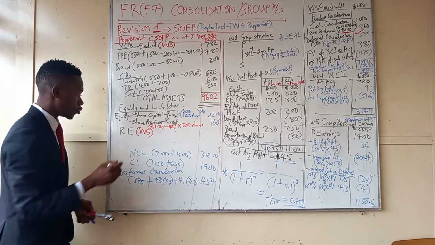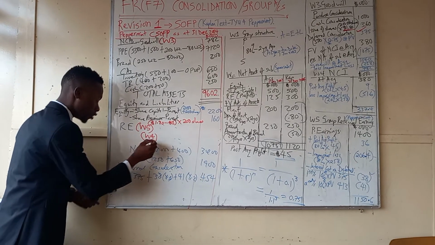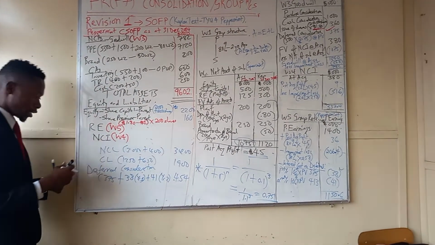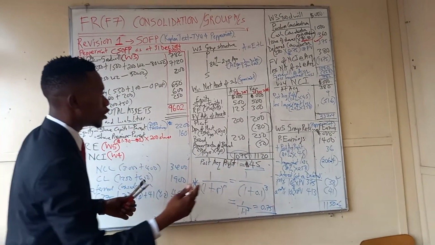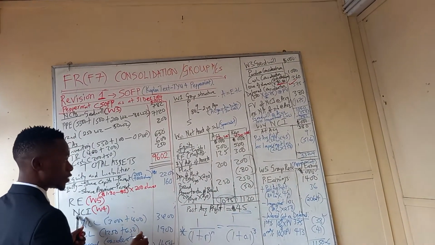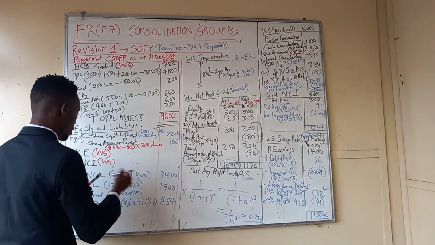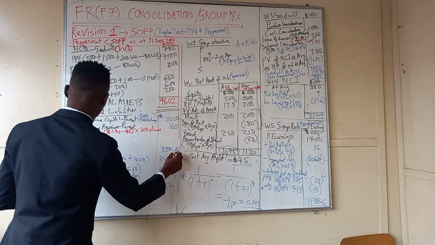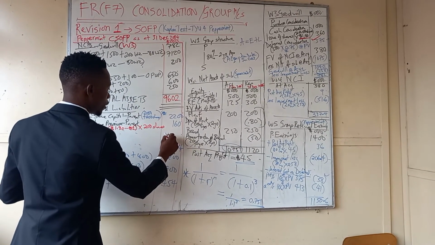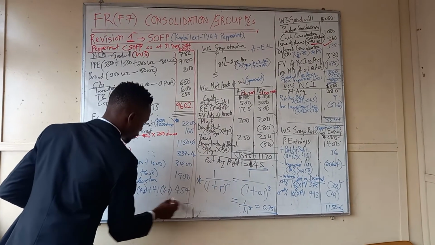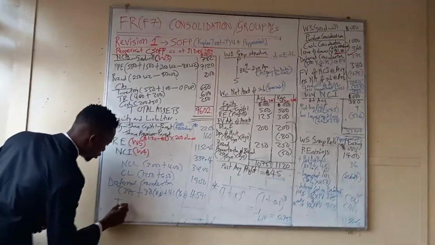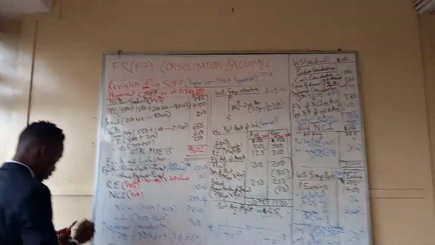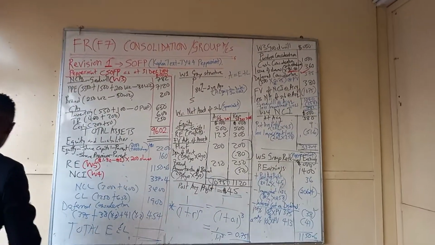Where is the working 4? You need working 4, which is your NCI. So working 4 and 5, so NCI, what is the NCI value? That's 337.4. What about the retained earnings? 1150.6. So this will be your total equity and the liabilities.